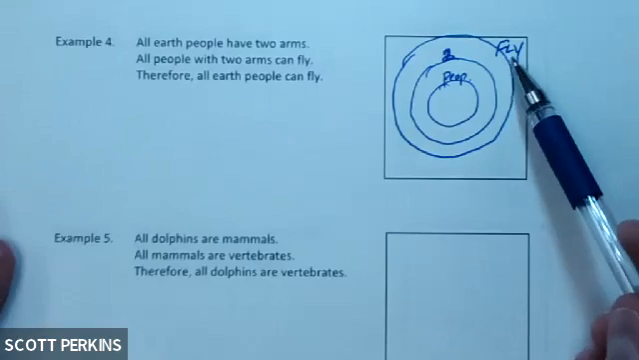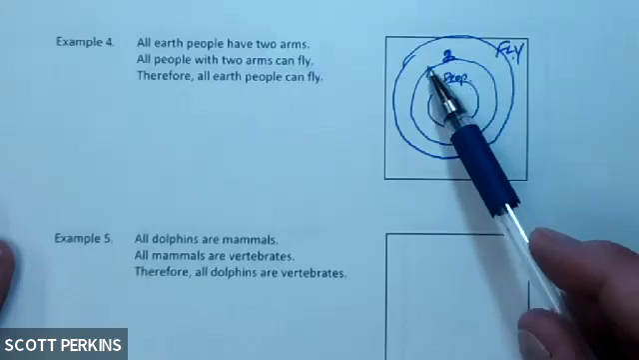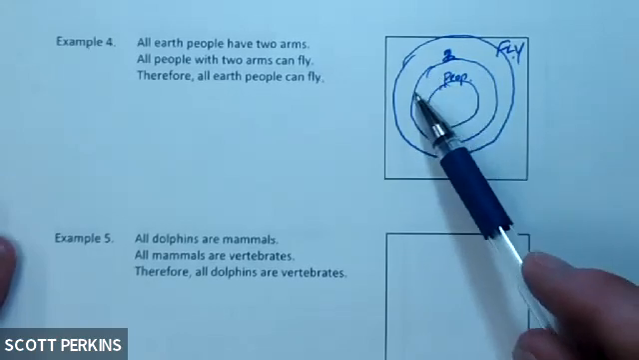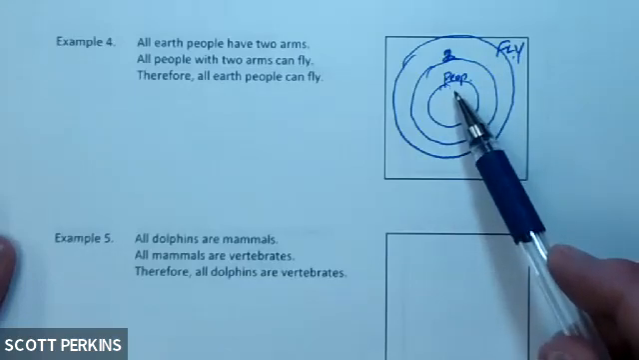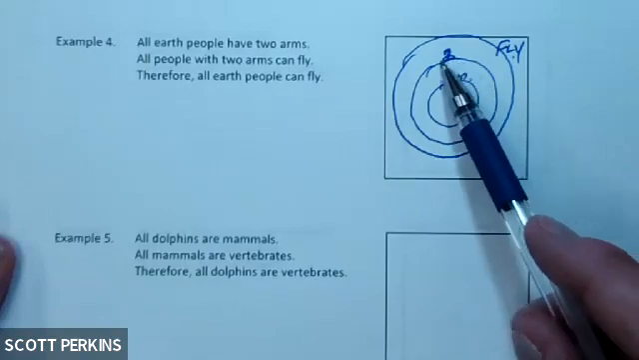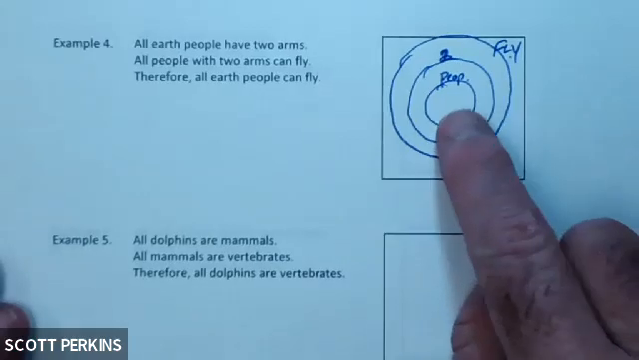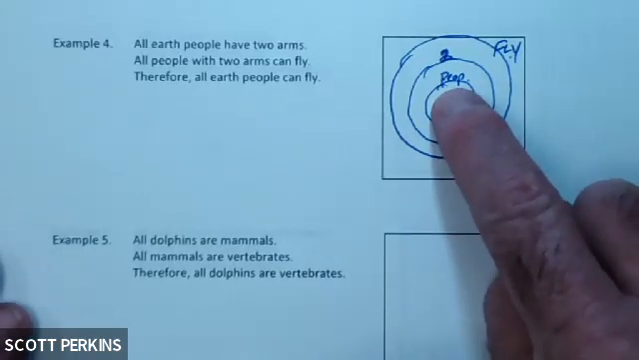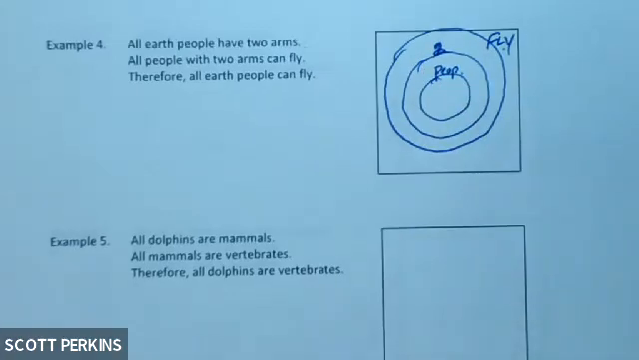Now let's just make sure. Here's my fly circle. My people with two arms are inside of that because we were told all people with two arms can fly. And then all Earth people have two arms. Okay, great. So we've got our three circles. Right. Everybody with me on why I put the circles where I did? Okay. Was there any other way I could have drawn the circles? Does the Earth people circle have to be inside the two circle? Yeah, so it can't be out here. It's not a some statement. It can't be intersecting. There's no other way I could have drawn this drawing.